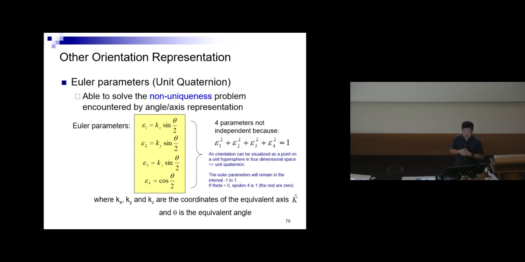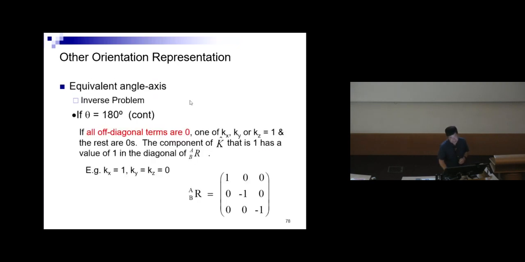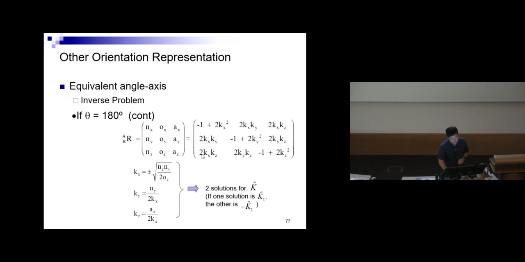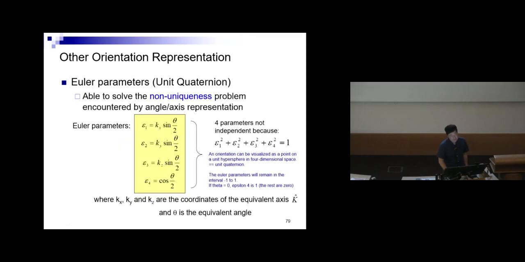And the last one we have is something called Euler parameters. So the Euler parameter again is not a minimal representation. So you also use 4 parameters instead of 3 parameters. So the Euler parameter will be able to solve the non-uniqueness problem. So this is not unique, because you have your plus minus over here, you are likely to have 2 solutions in 2 different quadrants. So the Euler parameter will be able to solve it.